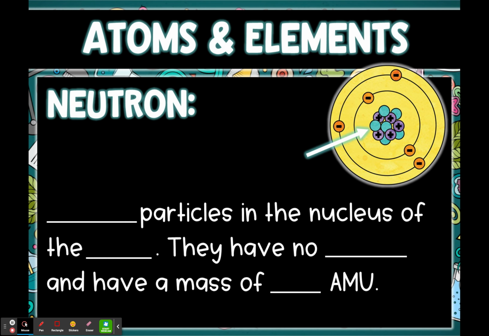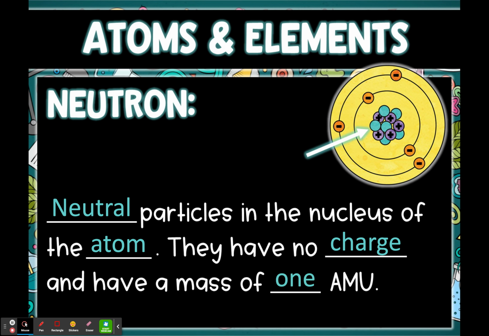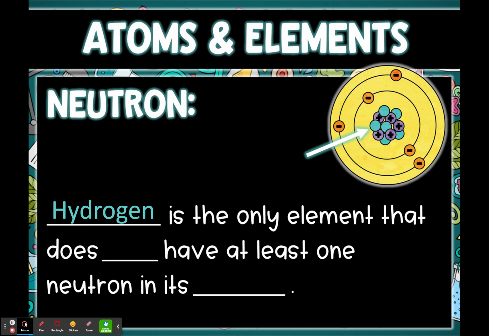Okay, and the last subatomic particle that you need to know is located in the nucleus. They are neutral particles, and that is what's called a neutron. So they're neutral particles in the nucleus of the atom. They have no charge and have a mass of 1 AMU, atomic mass unit. So they're the same mass as the proton, but they just have no charge. It's kind of just like I always say, it's like dead weight. They just add mass to the atom. Hydrogen is the only element that does not have at least 1 neutron in its nucleus.